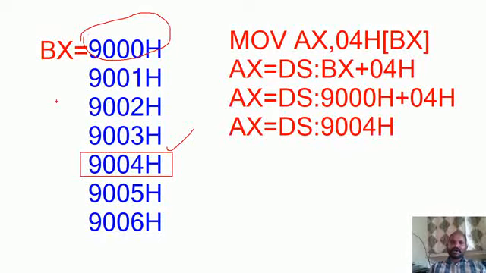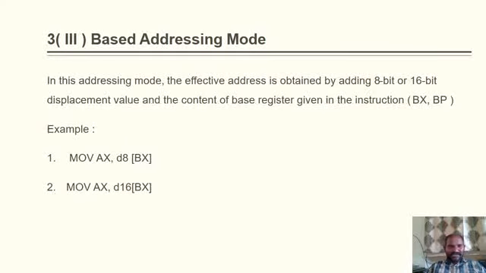So this is all about when we are going to use the based addressing mode and the indexed addressing mode. When we have an array of elements and want to access that particular array, at that time we are going to use the based addressing mode as well as the indexed addressing mode.